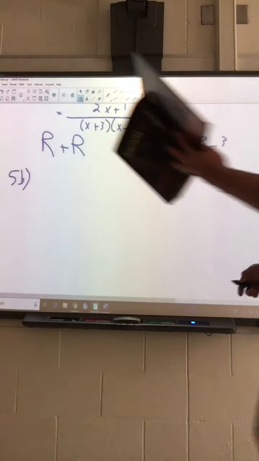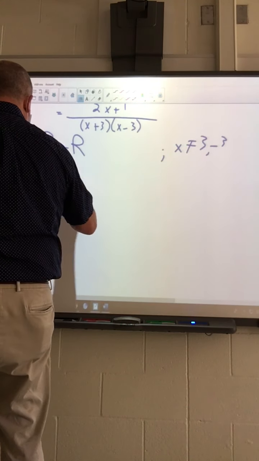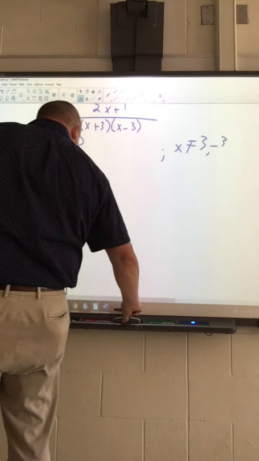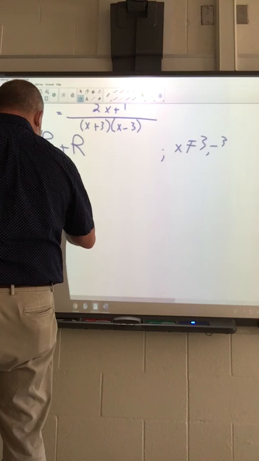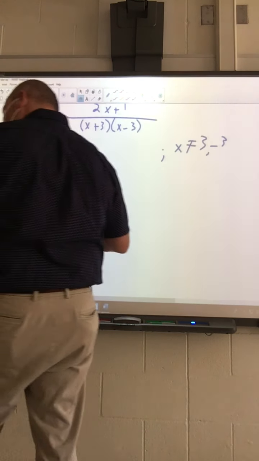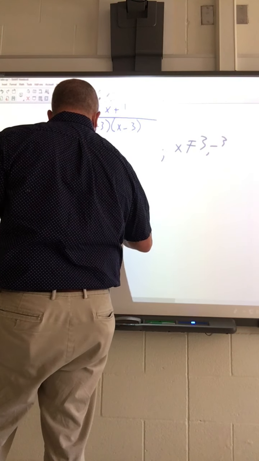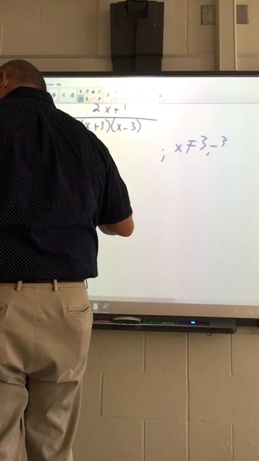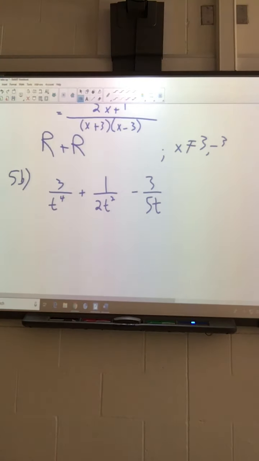So here's some monomial common factors, so that's good. This is a good one to do, by the way. 3 over t to the 4, 1 over t squared, 2t squared, and then minus 3 over 5t. Okay. So, in this case, we have monomial common factors.